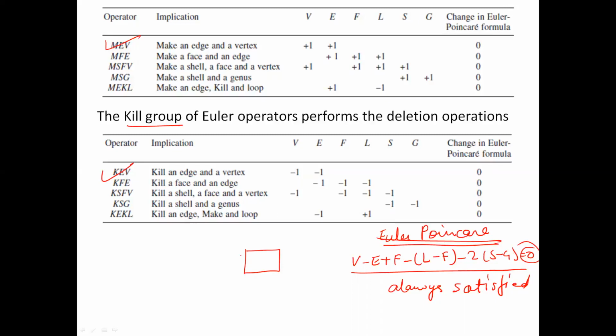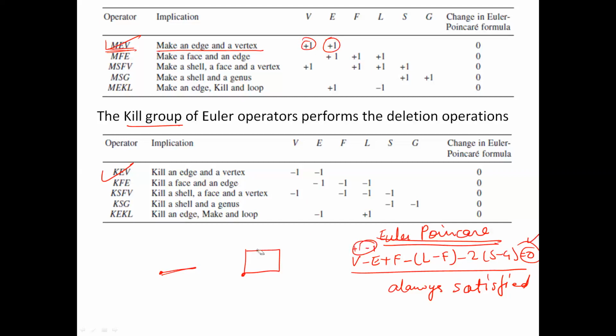So if I want to create a vertex, what will a vertex actually do? It will help in creating an edge. So when I make a vertex, MEV, I am also making an edge along with the vertex. So I am adding something. Even if I add 1 and 1 is subtracted, the value remains 0.